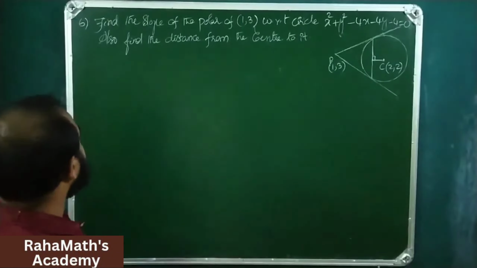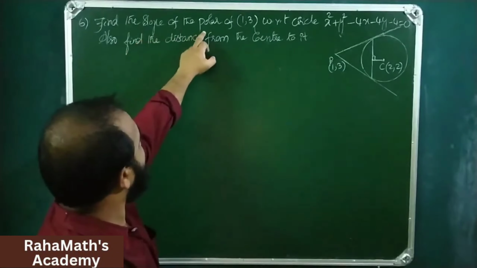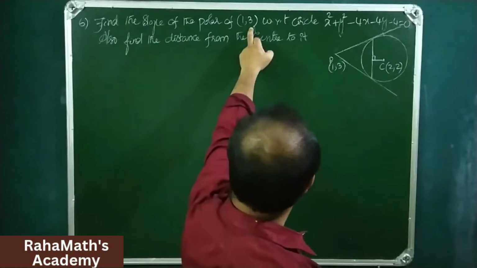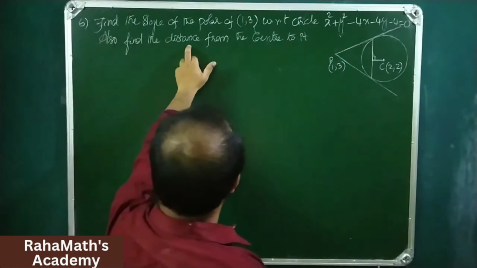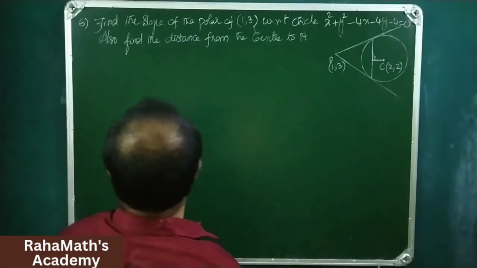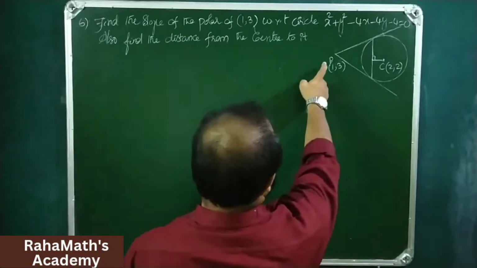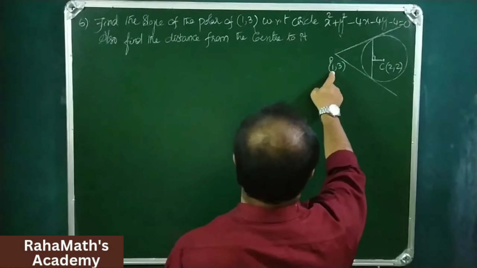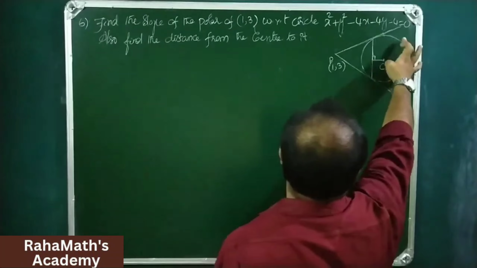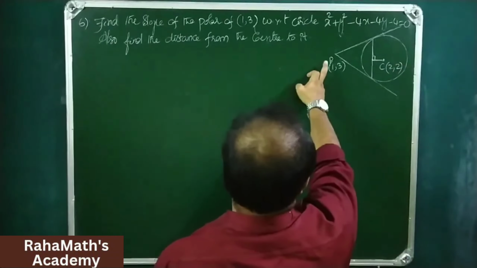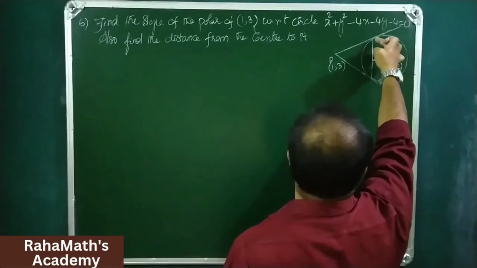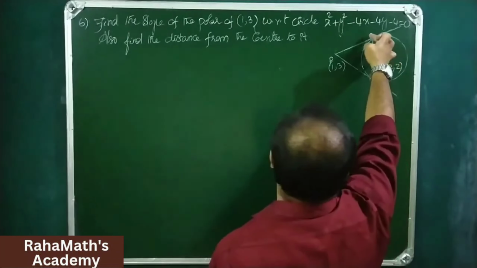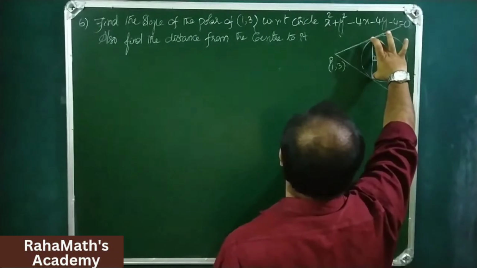The next question is, find the slope of the polar of (1, 3) with respect to the circle. Also find the distance from the center to it. So, P(1, 3) is an external point. So, this is the circle. If the pole P lies outside the circle, the polar cuts the circle at two distinct points, right? So, this is the polar equation.